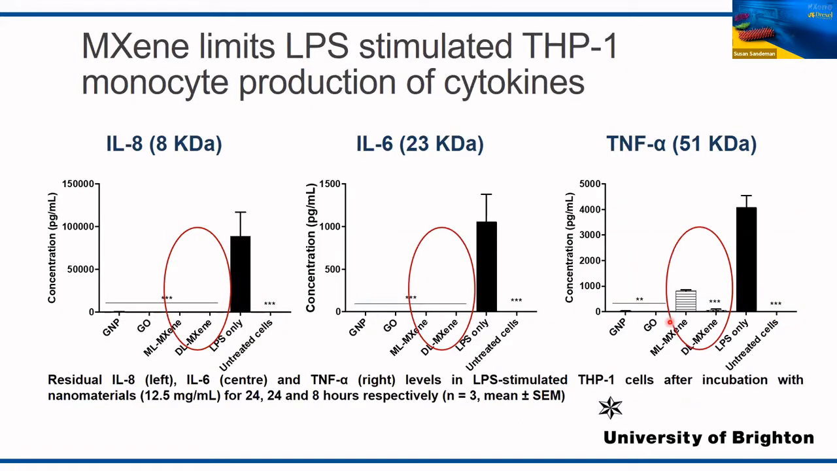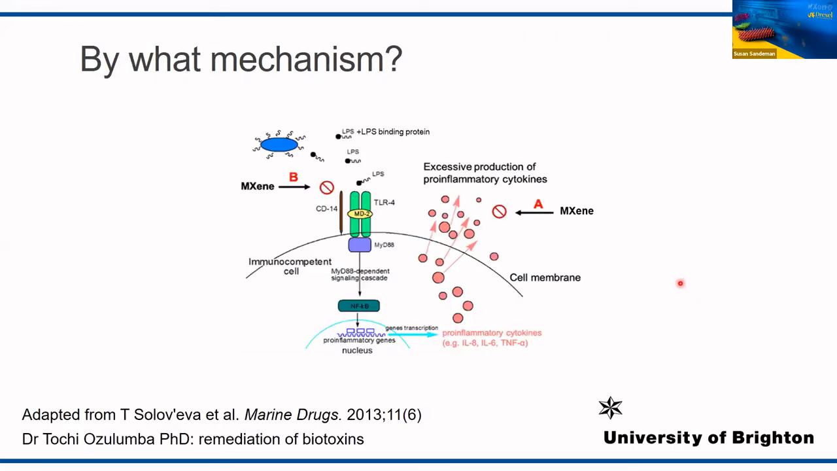When we look at the cell model, so that's direct contact. So that's spiking the plasma, incubating the materials, looking at removal. When we looked at the THP1 model, so incubating the cells with LPS stimulation and then looking at production of cytokines, you can see that MXenes prevented the production of detectable levels of IL-8, IL-6, and also most of TNF as well. So what does this mean?